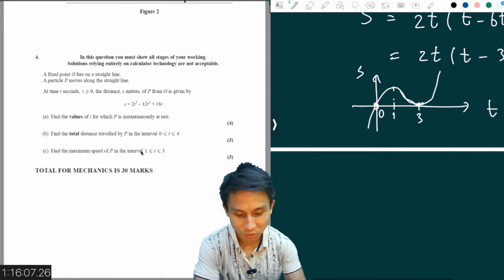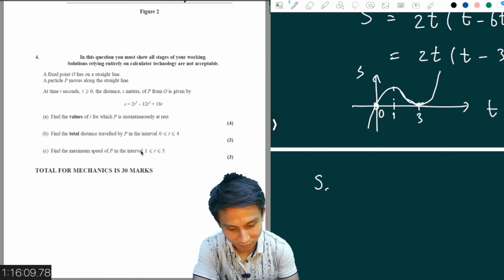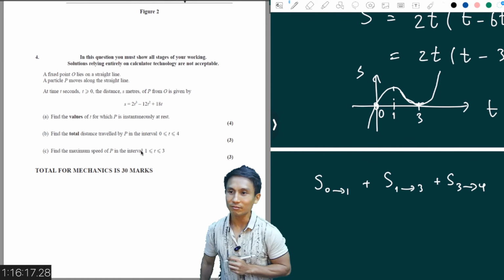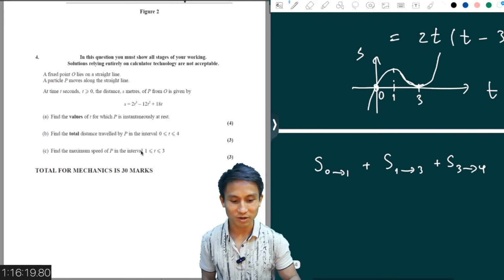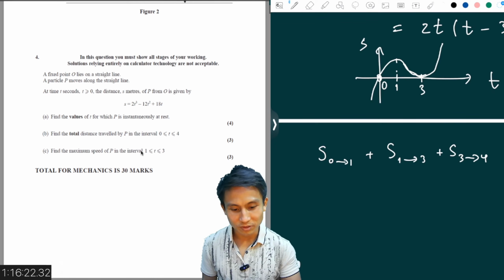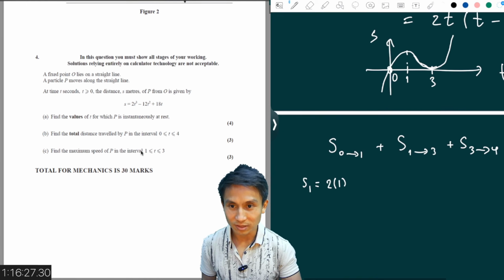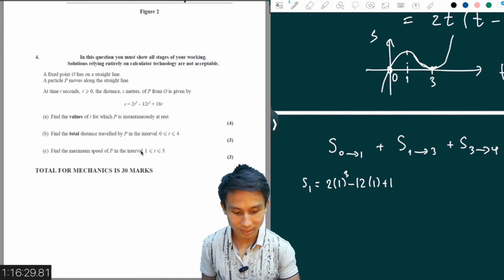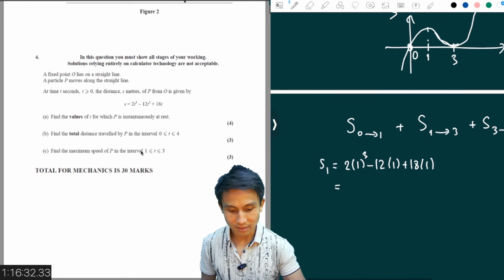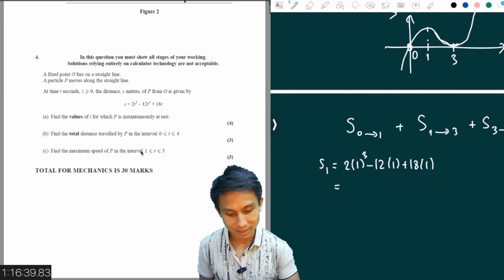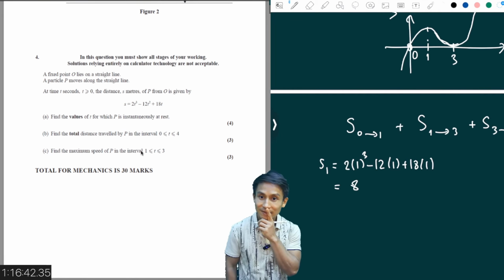So this is tricky. So we're gonna split, right? We're gonna have to do s from 0 to 1, plus s from 1 to 3, plus s from 3 to 4, because we find total distance traveled. Now for s 0 to 1, we just sub s1 in. So s1 is just equal to 2 times 1 to the 3 minus 12 times 1 plus 18. So what's that? Let me just check here. Yep. So 2 minus 12 is minus 10, plus 18 is 8. Is that right?